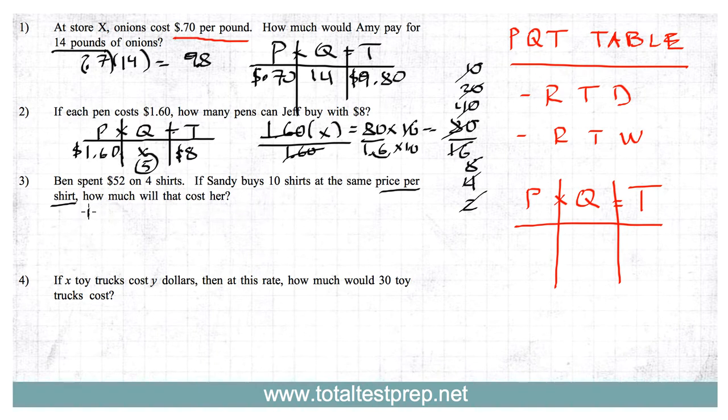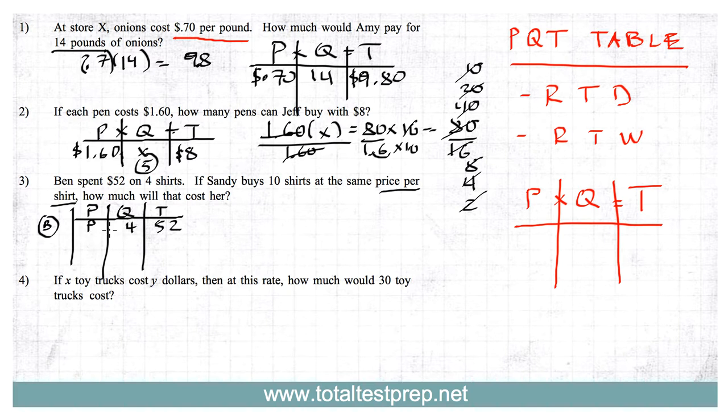Well, let's set up our table. I'm going to make this a little bit smaller because I'm going to need 2 rows. So we have P, Q, T. Ben spent $52 on 4 shirts. This is not a unit price, so I'm going to make another row over here. This is for Ben. Ben spent a total of 52 on 4 shirts.